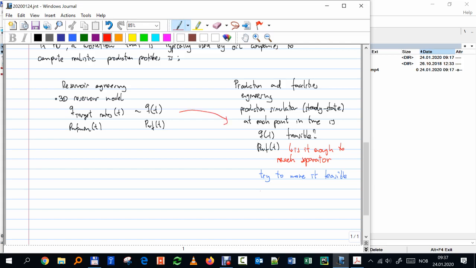Okay, and then you have a feedback loop where you flag some years where it's not possible. Simply, the production engineer says, well, in years, I don't know, from 10 to 15, you won't be able to produce that rate. It's simply not enough to reach the separator. So they give that feedback back to the reservoir engineering department, and the cycle starts again.